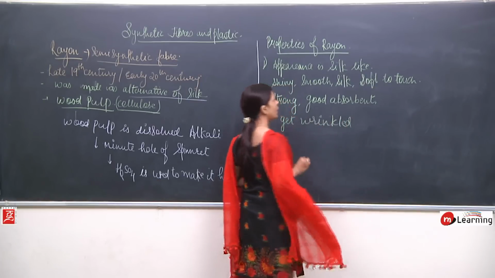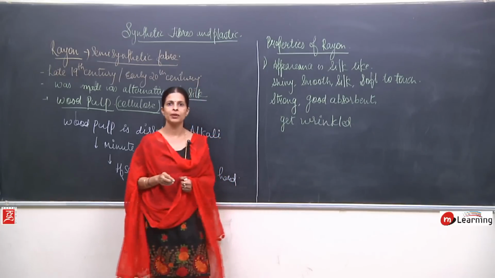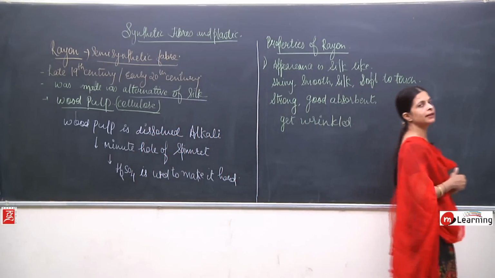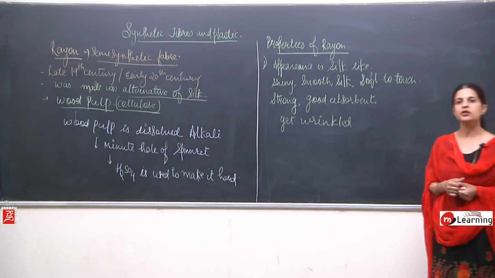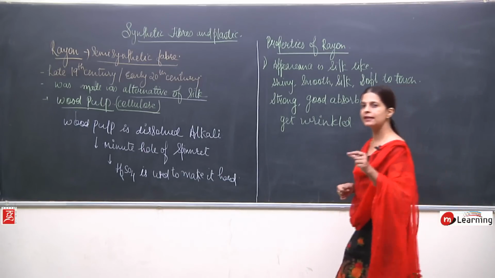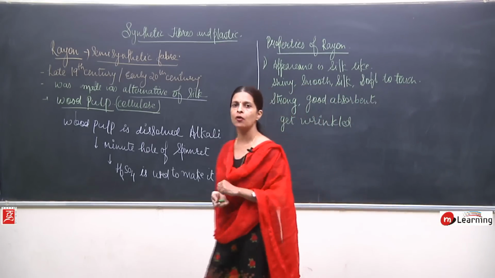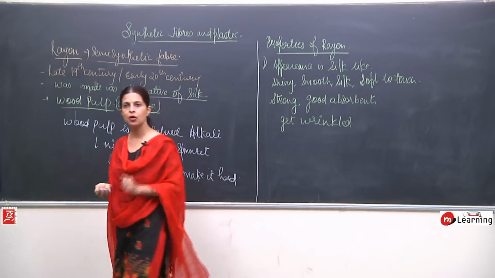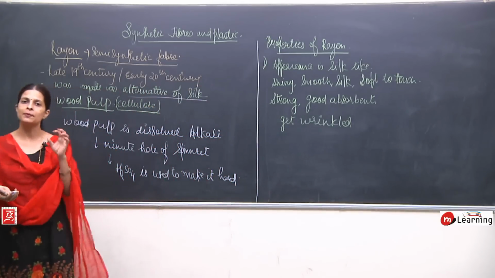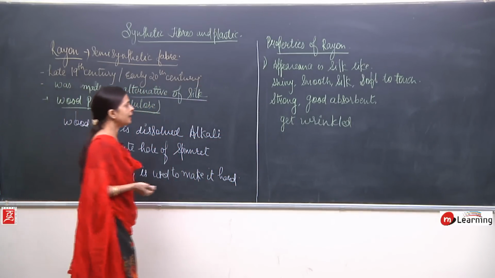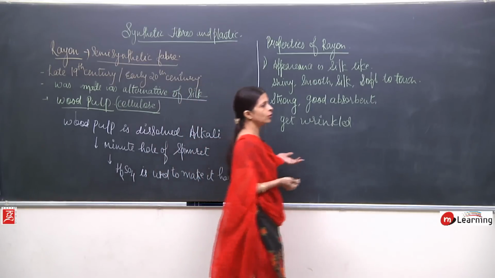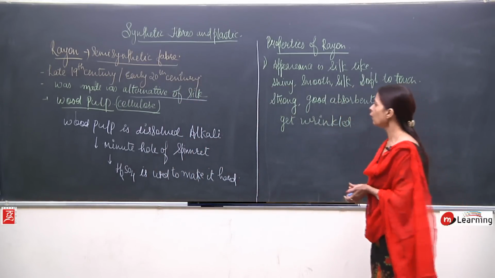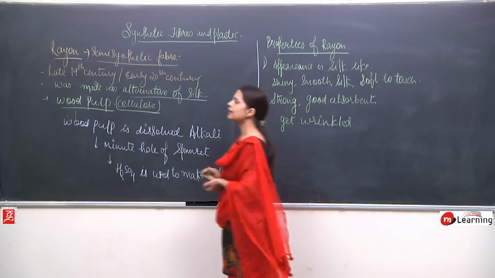So these are all very important properties of rayon. What are the properties? It looks like silk. It is very soft like silk, that silky touch is there, it is very smooth, but at the same time it is very strong also. It is a very good absorbent also, and it gets wrinkled also. Now, what are the other properties?